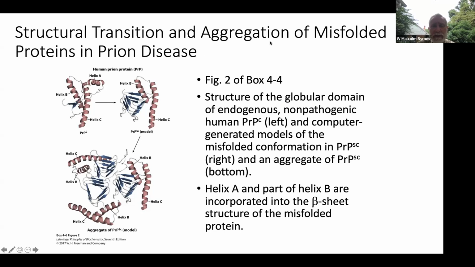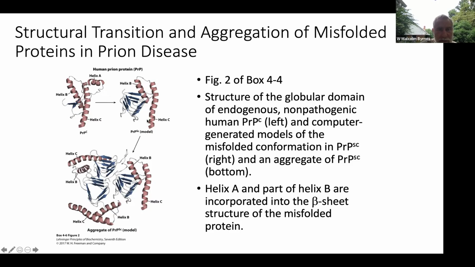This is the structural transition that occurs and how the misfolded protein then aggregates to form larger aggregates. So on the left is the cellular form. Again, you see the helices, and then what you see after that is now formation of the misfolded form, where one helix, helix A, and part of helix B have undergone a structural transition to form this beta pleated sheet structure. And then that region mediates the assembly or the aggregation into larger aggregates.